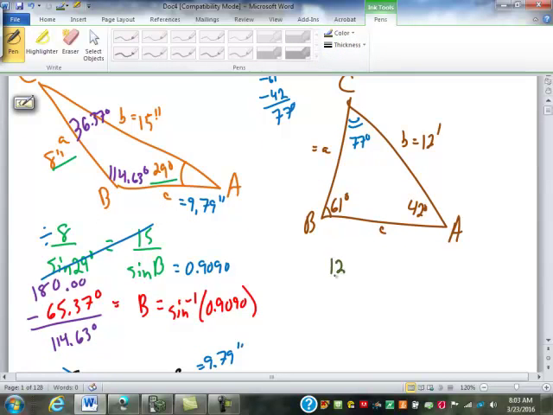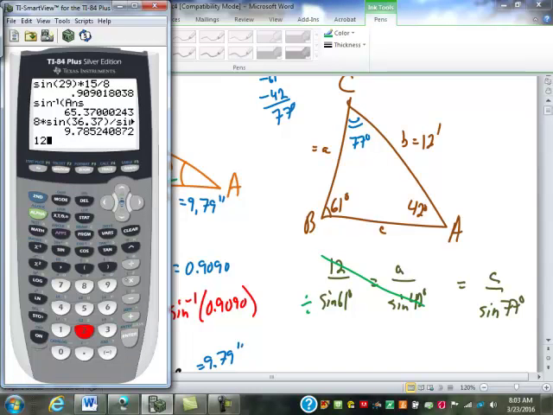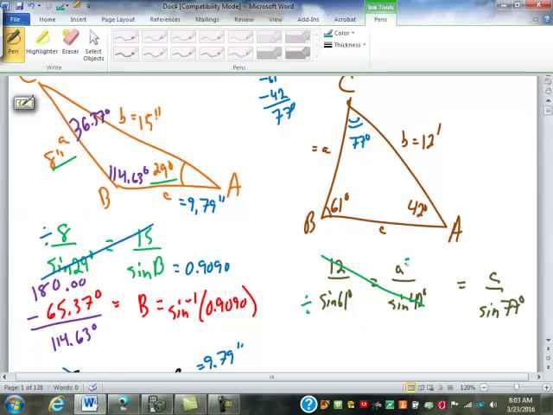So we've got the side and its opposite angle, 12 over the sine of 61 degrees. That's going to equal little a over the sine of 42, which would also equal little c over the sine of 77. And I'm going to set it up like this so that I can cheat and do this all at once. So I'm going to cross multiply and divide here. 12 times sine of 42 divided by sine of 61. Gives me a is 9.18 feet. Correct? Should be a little bit smaller than B because the angle is a little bit smaller than B.